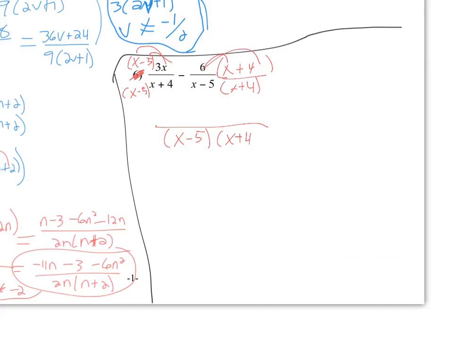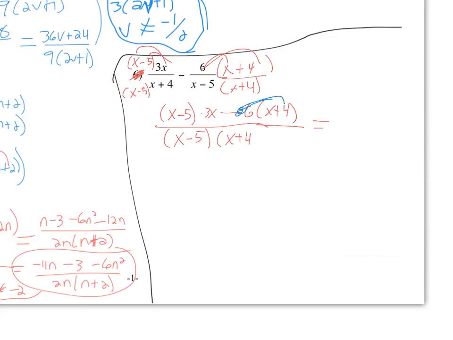Here, I'll just do it out. So x minus 5 times 3x minus 6 times x plus 4. And remember that negative has to be shared with everything. So when I go distributing that negative, I can think about it as a negative 6 times x and a negative 6 times 4. I forgot the other side of that parenthesis. Negative 6 times all of that.